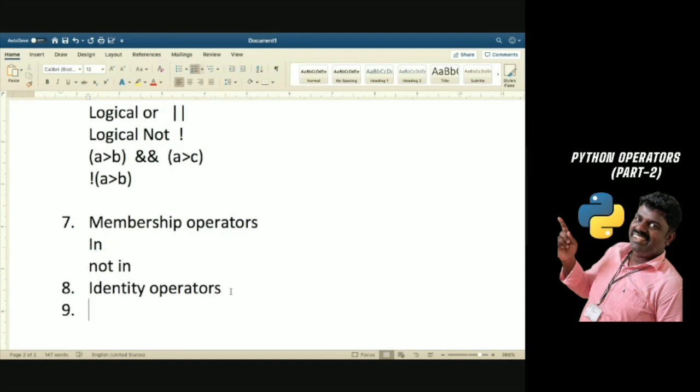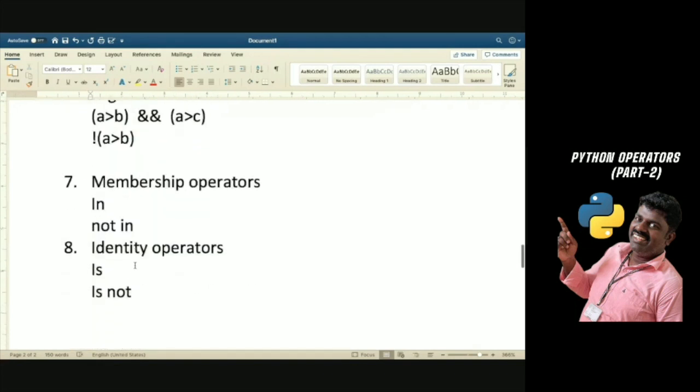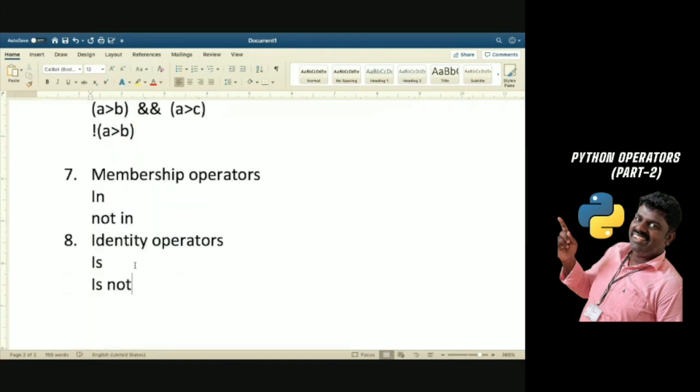Similarly, identity operators we are going to have, that is is, and then is not. So we are going to compare if A is B, and if A is not B. With this, the operator portion will be over.